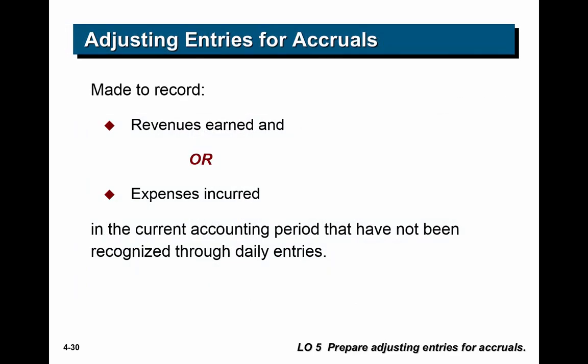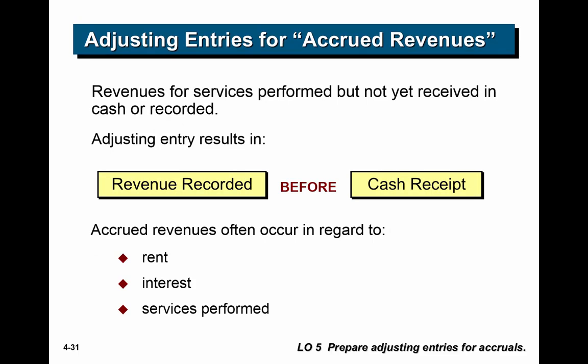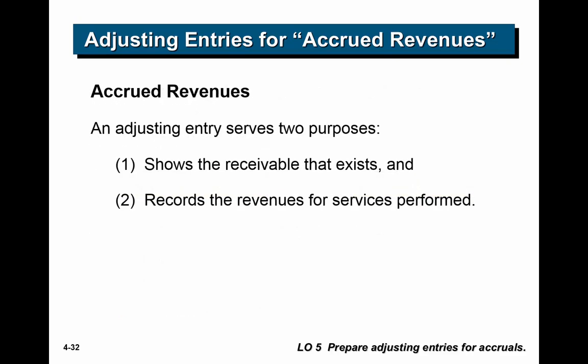All right, adjusting entries for accruals. Remember, we have revenues earned or expenses incurred. That's what we're doing with accruals. So accrued revenues. These are revenues for services performed but not yet received in cash or recorded. So the adjusting entry results in our revenue being recorded before the cash receipt. Right, so let's take a look at one.